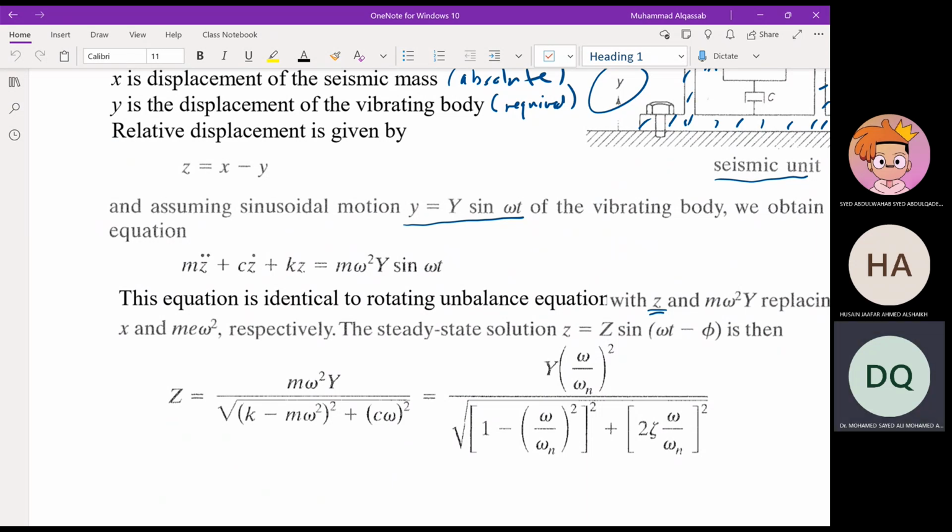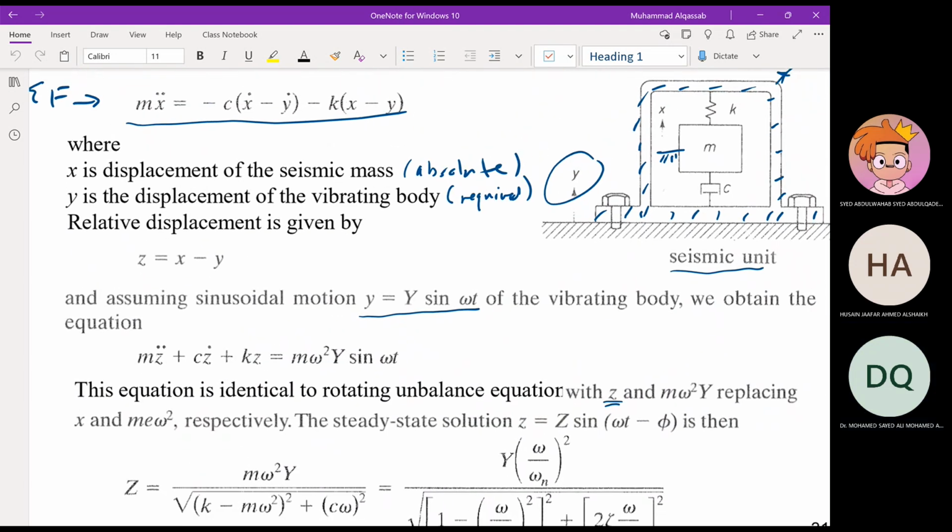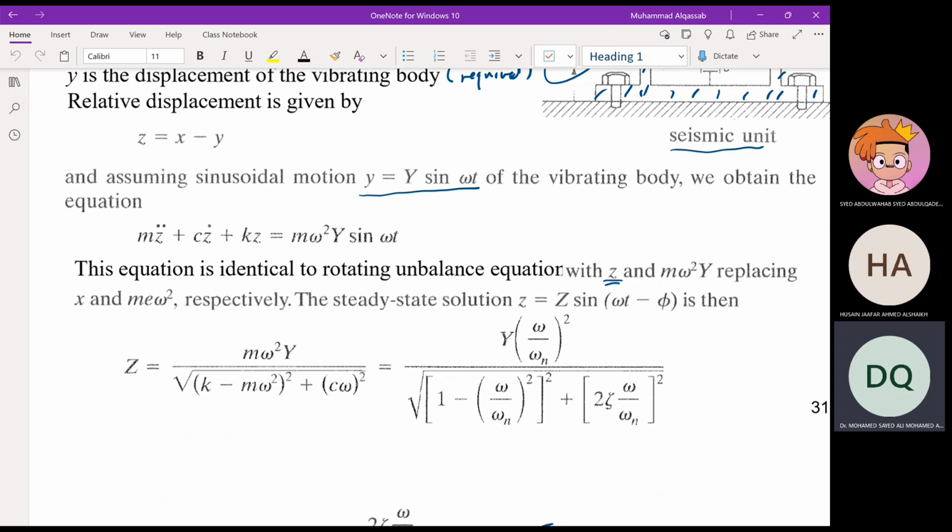We will not go further in terms of x because inside the seismic unit, you can measure the relative displacement rather than x, because both are moving. The casing is moving and the mass is moving. So the only thing you can use or measure is the relative. And measurement is based on the steady state solution, not on the total solution.